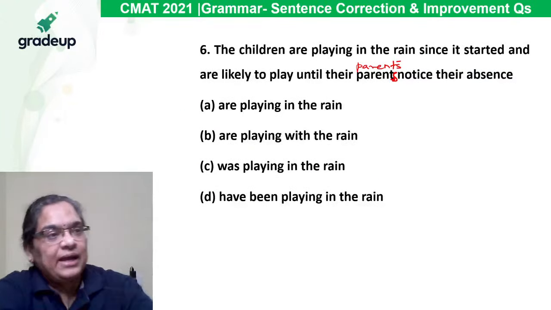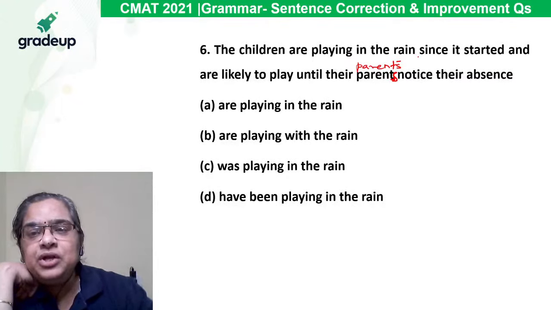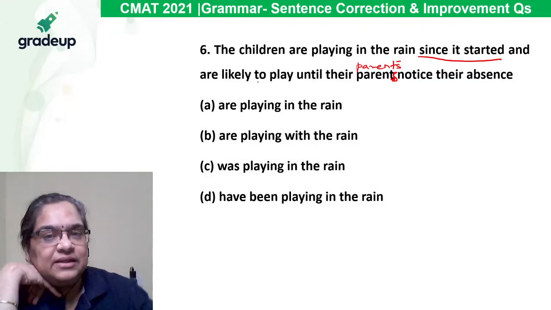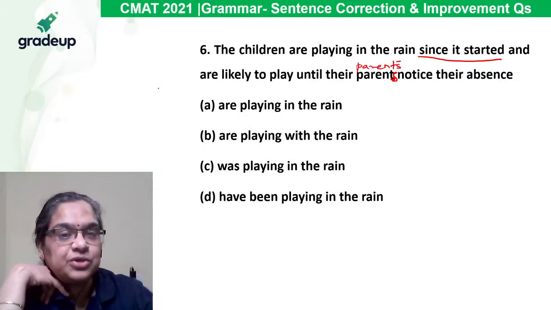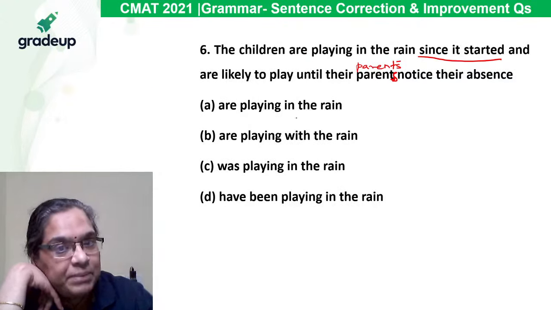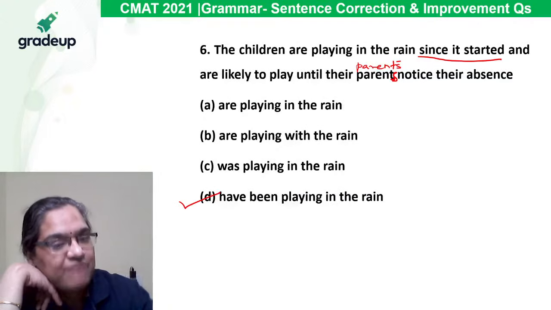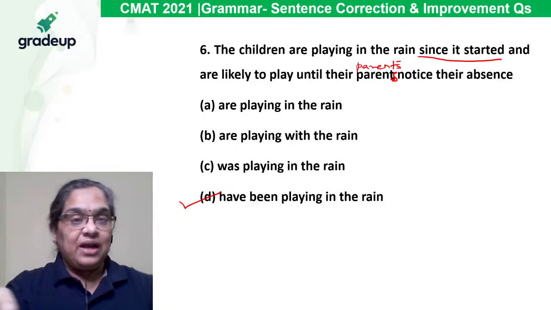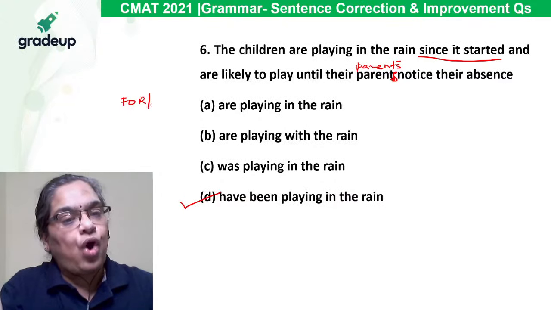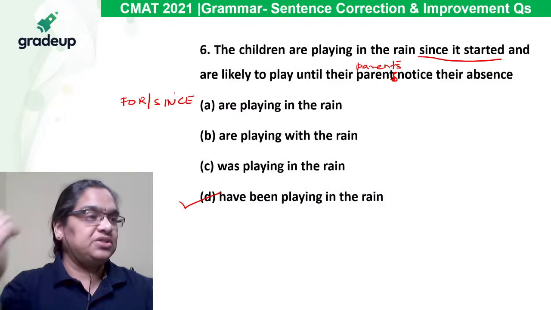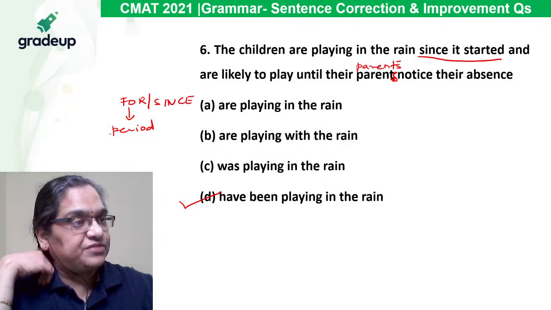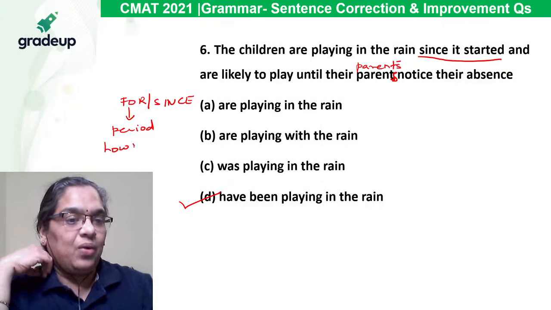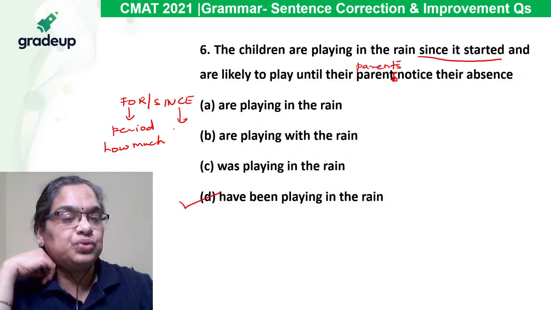Okay, the same rule again, that the moment you say since it started, you have a time period. When a time period is mentioned, perfect tense is used. So you will not say the children are playing in the rain. It is the children have been playing in the rain. Now again, what's the difference between for and since as prepositions? For is used to express the period of time, how much time. Okay, and since is used only for the starting point.